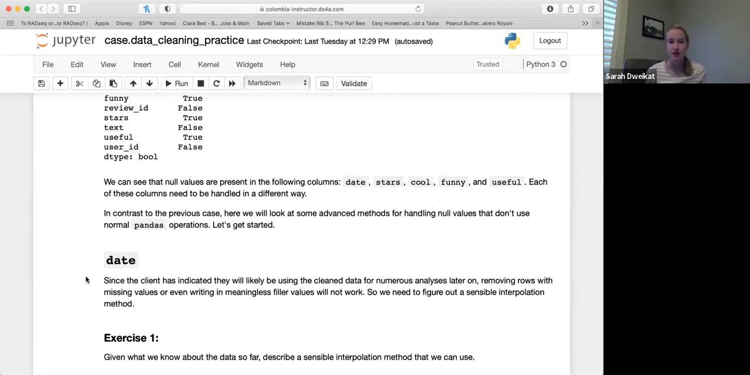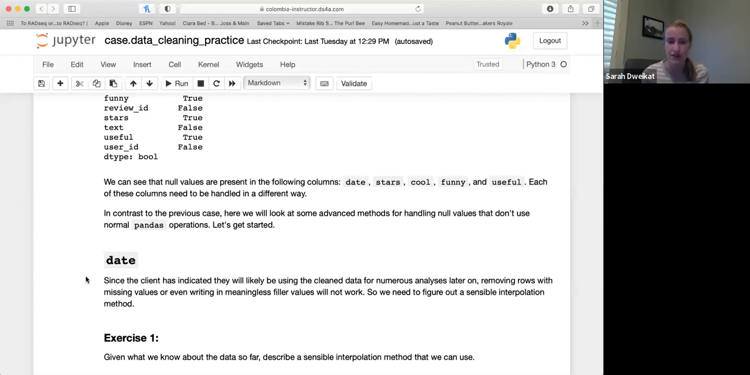For our date column, it says, since the client has indicated they will likely be using the clean data for numerous analyses later on, removing rows of missing values or even writing in meaningless filler values will not work. So we need to figure out a sensible interpolation method. That just means that we want to figure out what's the best way to fill in those missing values.